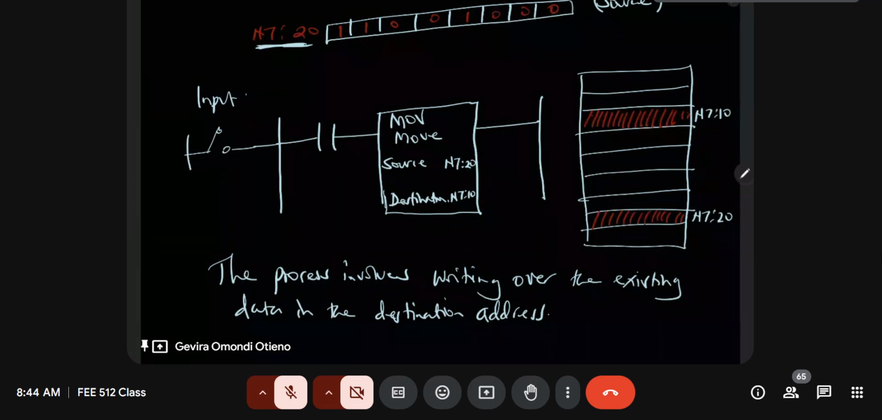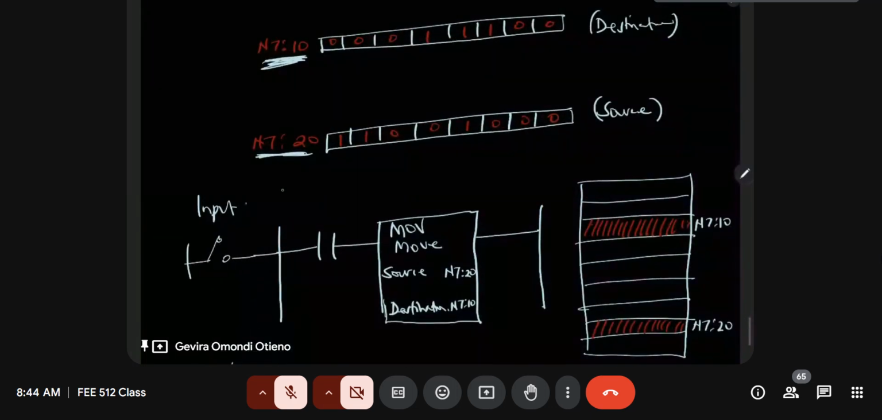Therefore we'll take the contents of N720, these ones here, and move them to N710. Let me put that arrow there. We take the contents of N720 and move them to N710. What that means is that the information that was in N710, the information originally in the destination address, is written over. Okay?